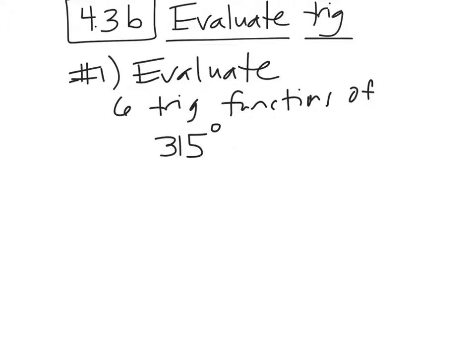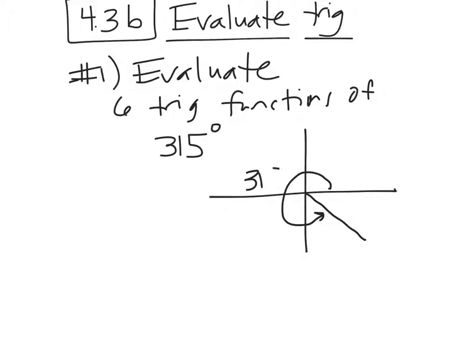So let's go ahead, and it's nice to draw a picture a lot of times. So we're going to go to where 315 degrees is. So we're going to be over here in quadrant 4. Okay? So that's 315. How much more is it to go all the way around the full circle? 45. Perfect. So go ahead and drop a perpendicular, and we know that this little angle in here is 45 degrees.